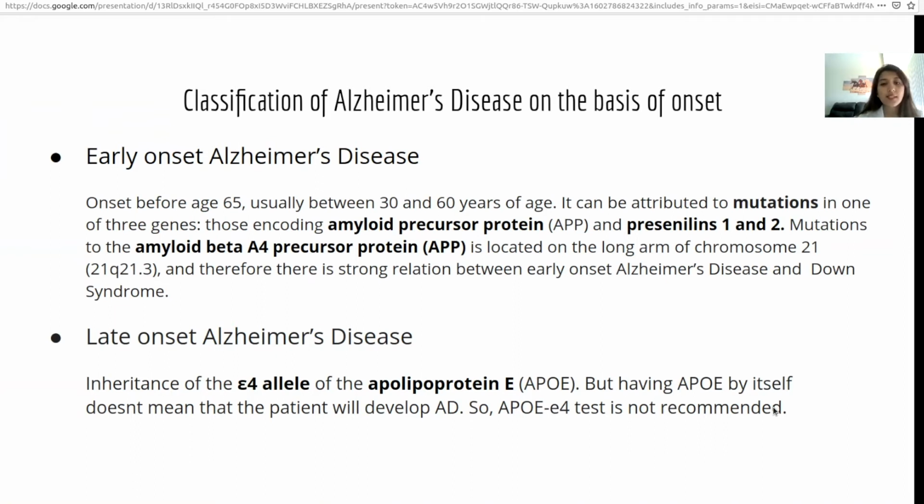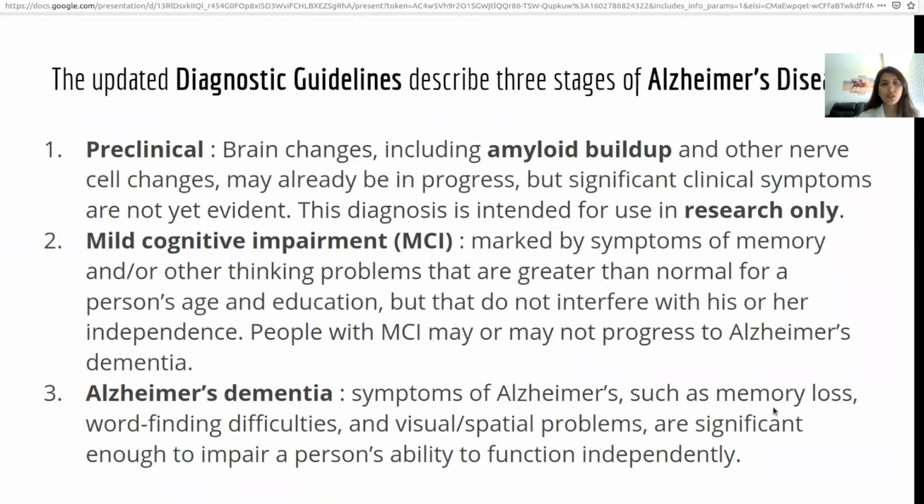Late onset Alzheimer's disease is the most common one. It is mainly seen in older people, and onset is usually in the mid 65 years of age. And the inheritance of the E4 allele of apolipoprotein E is associated with late onset Alzheimer's disease. So, what are the diagnostic guidelines for the stages of Alzheimer's disease?